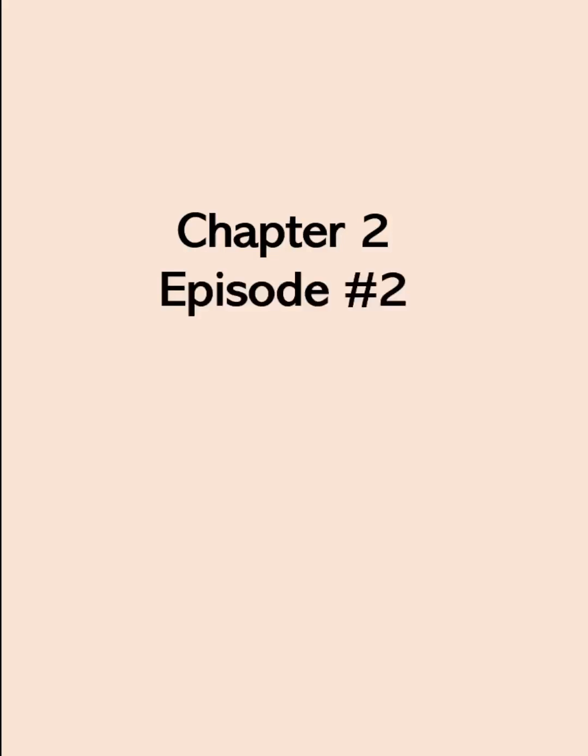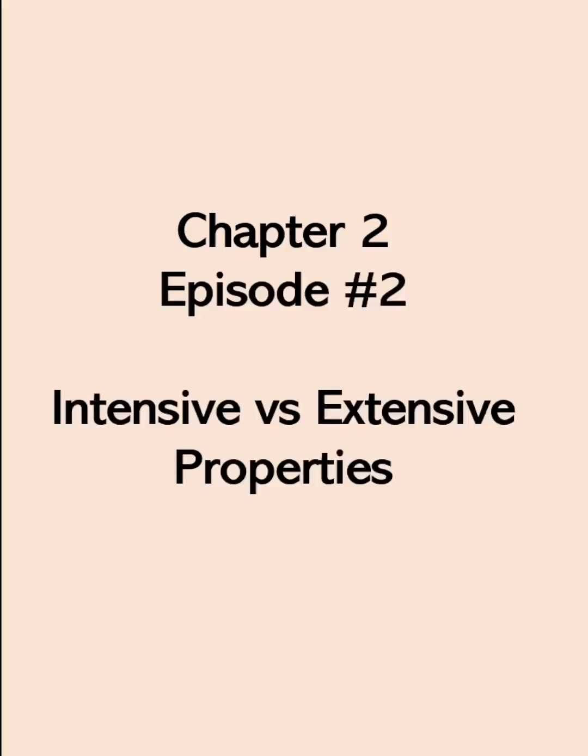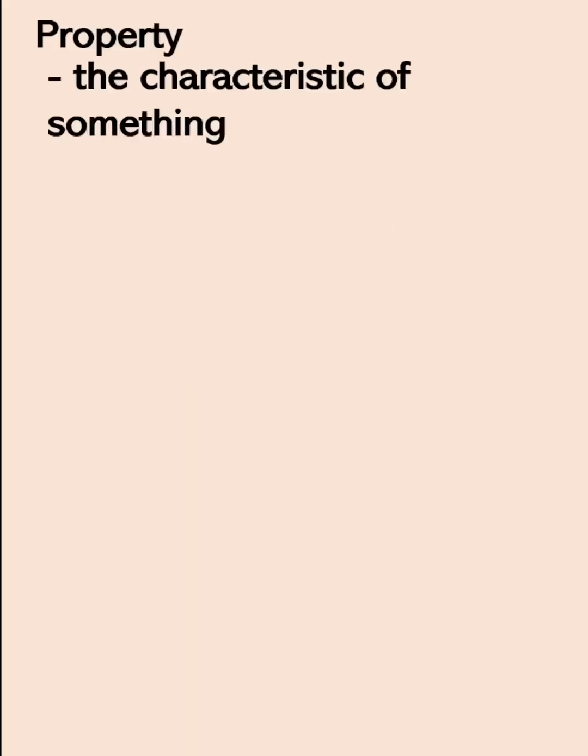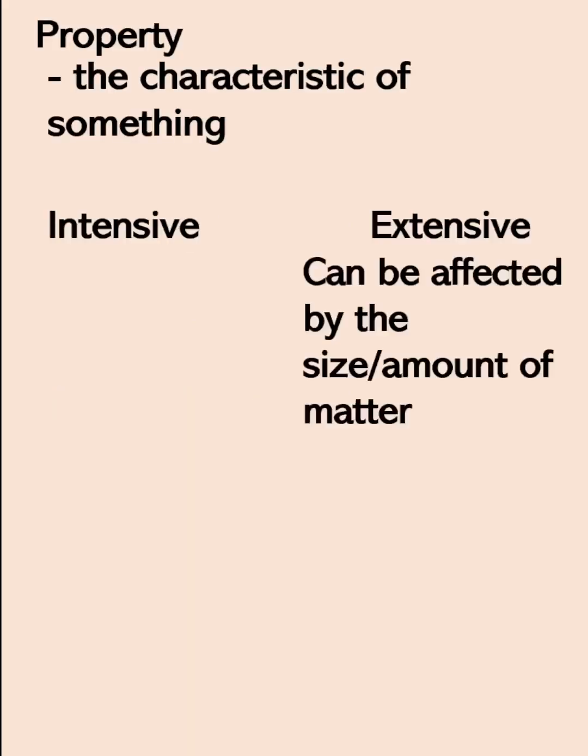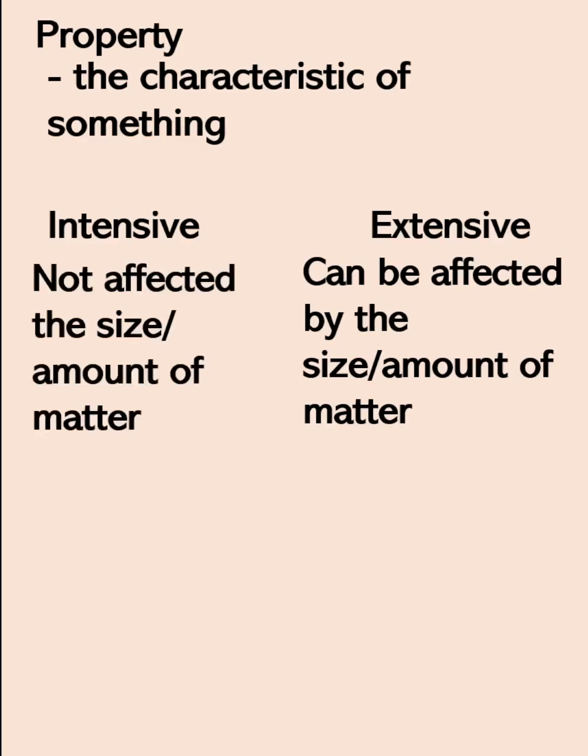Chapter 2, Episode 2 is about the intensive and extensive properties. So we're going to differentiate these two types of properties. Extensive properties can be affected by the size or the amount of matter. Meanwhile, intensive, that's the opposite. It is not affected by the size or amount of matter.